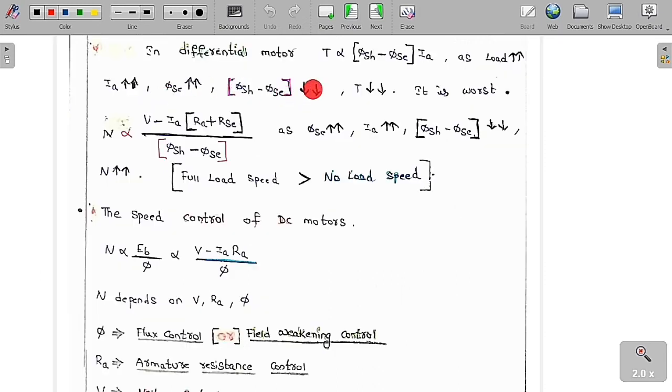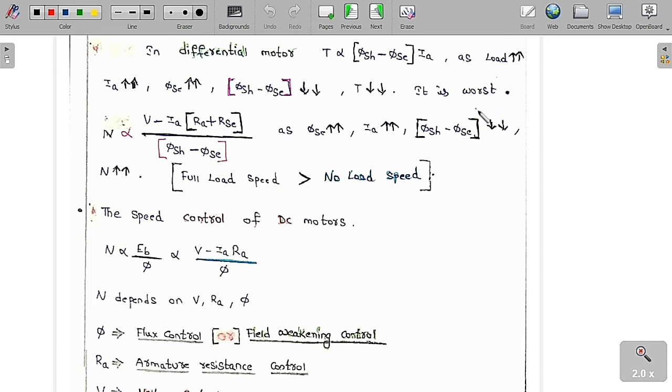In the differential motor, I have already told you the torque is directly proportional to net flux into armature current. Net flux is equal to phi SH minus phi SC. As load increases, IA increases, so phi SC increases, so overall flux will decrease. Therefore, the torque will decrease. The resultant flux decrease is larger than the change in IA, so T will decrease. Therefore, it is the worst one.